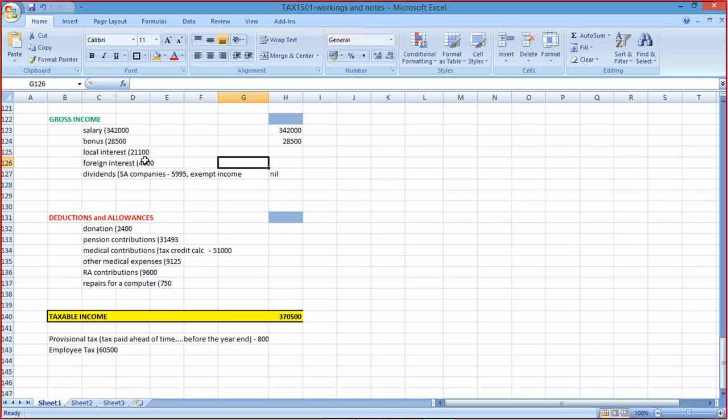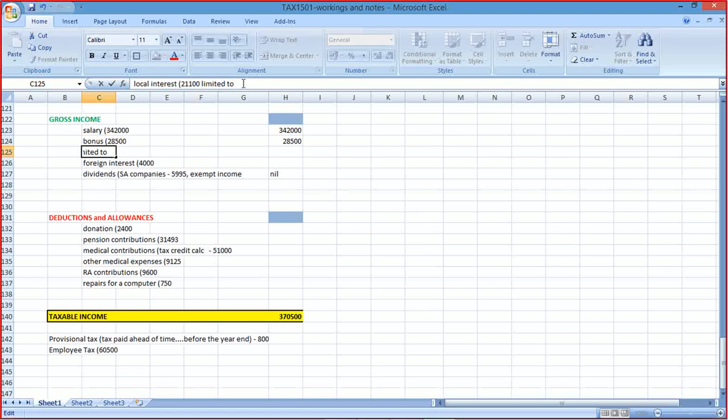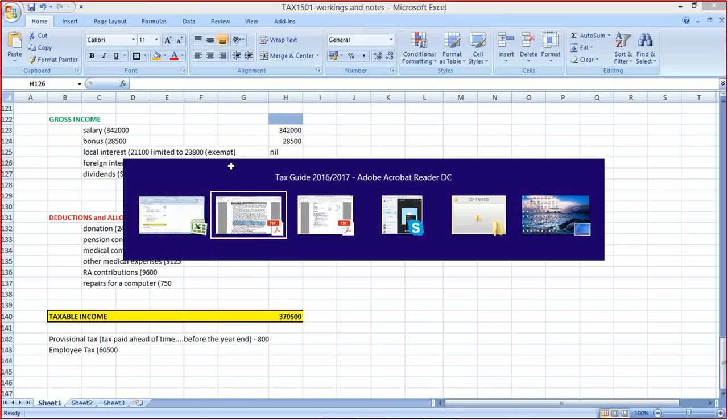Okay, 21,100. Limited to 23,800. Exempt. So this is exempt. You'll have null here as well. Got that? Right, foreign interest.